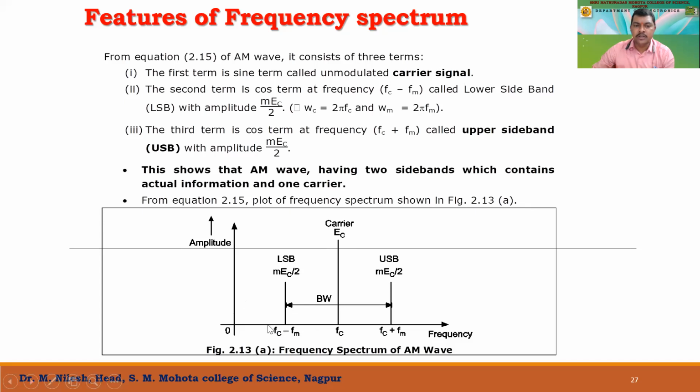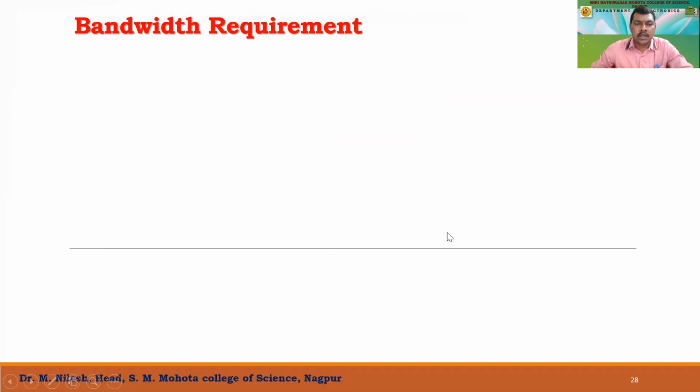So this is fc minus fm, that is the carrier frequency minus the modulating frequency, and we get the lower sideband. Similarly, if you add the carrier frequency plus the modulating frequency, we'll have the upper sideband. Both have the same amplitude, that is m Ec by 2, right? But the carrier wave at the central portion has the highest amplitude. So this is the frequency spectrum of the AM modulated wave. I guess you have understood how we have arrived at this graph.